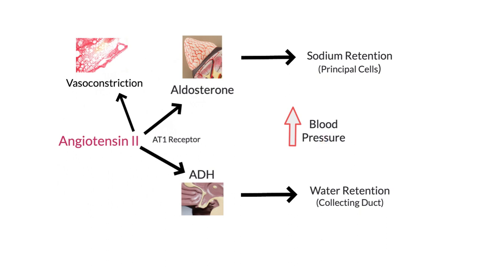And finally, we have our AT1 receptors in the hypothalamus, which is going to cause an increased sensation of thirst, which will ultimately lead to increased blood pressure through increasing our blood volume through the ingestion of water. Angiotensin II is also going to act on our pituitary gland, which releases antidiuretic hormone, or ADH, which promotes water retention in the collecting duct of the nephrons in our kidney. Once again, more water retention leads to increased blood volume and increased blood pressure.